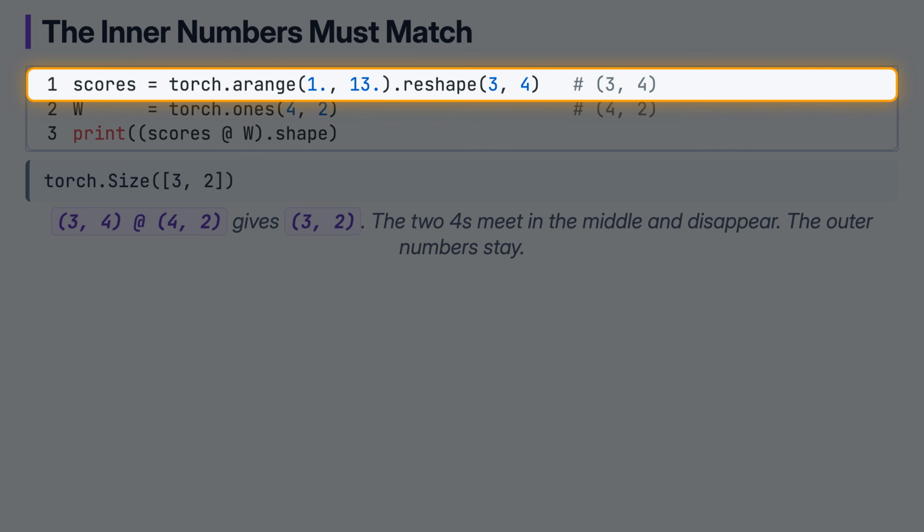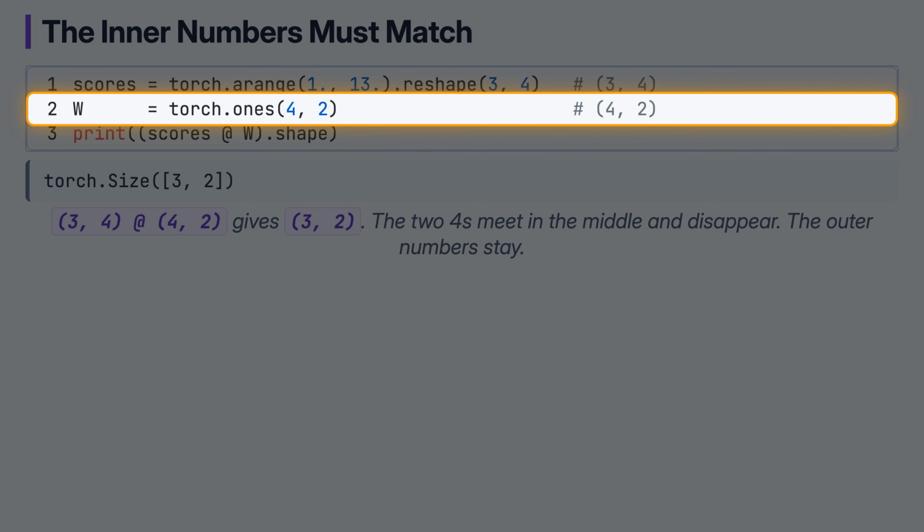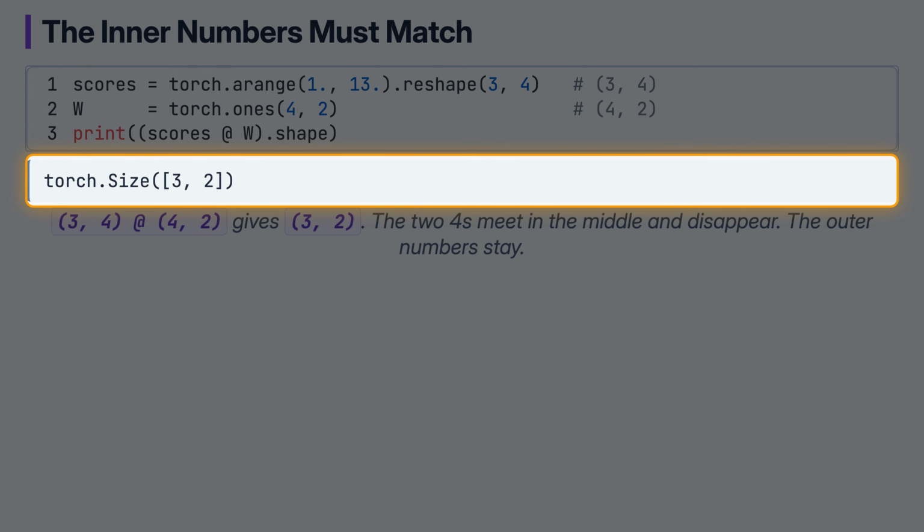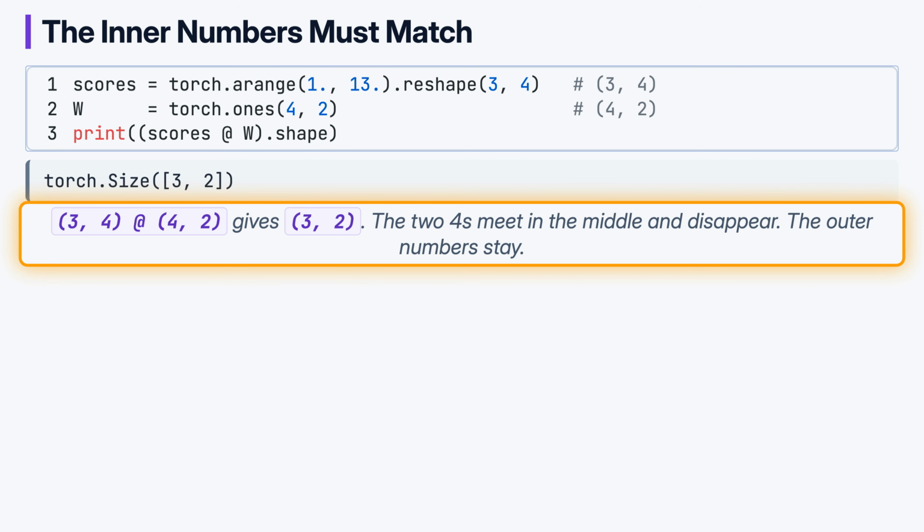In code, scores is 3 by 4. W is 4 by 2, all ones. Scores Matmul W, and we print the shape. Torch size 3, 2. Say it as a chant. 3 by 4, 4 by 2, 3 by 2. The two 4s meet in the middle and disappear.